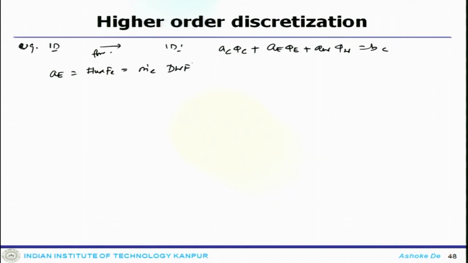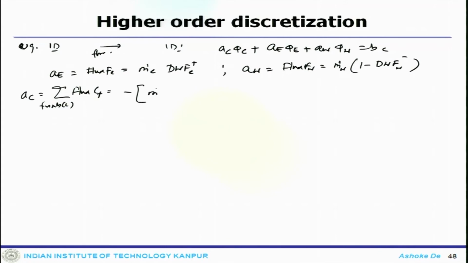1D example. Now, without loss of generality, if you assume this is the positive flow direction, then the 1D system would become AC phi C plus AE phi E plus AW phi W equals BC, where your AE is flux FE, which is m dot E dWf plus E, then your AW is flux FW, which is m dot W 1 minus dWf minus W, and AC is the summation over faces, which is m dot E dWf plus E plus m dot W 1 minus dWf minus W plus m dot E plus m dot W.